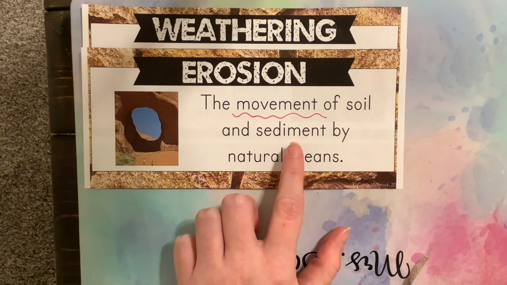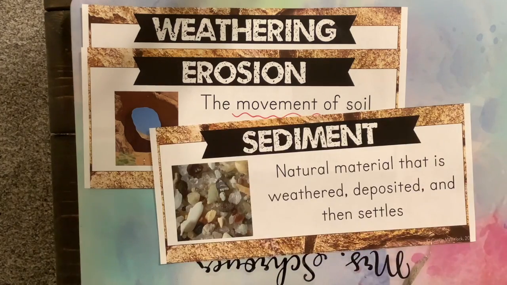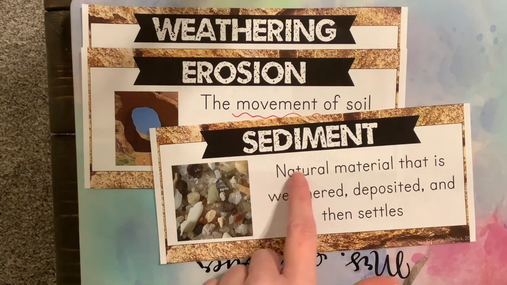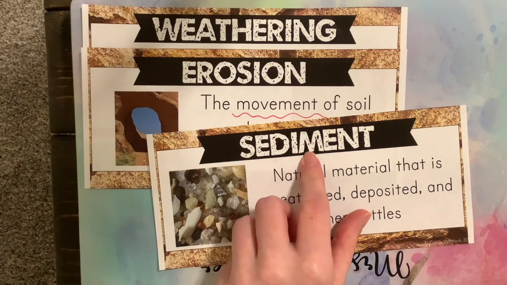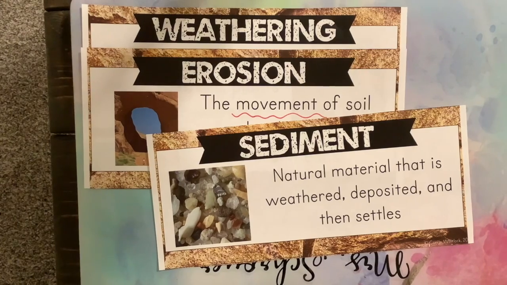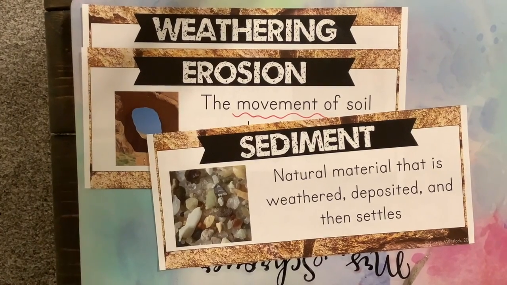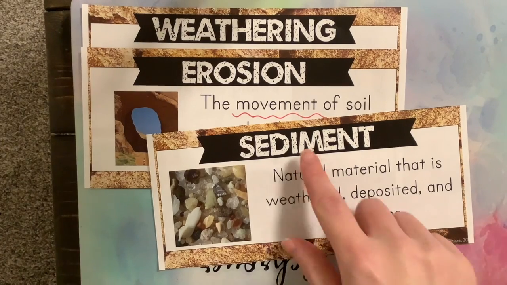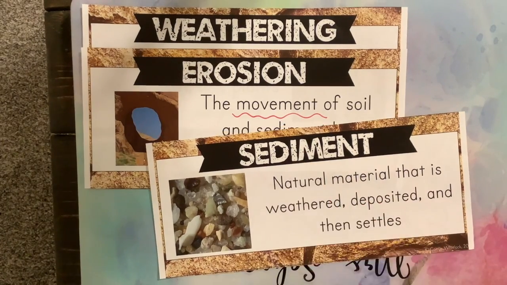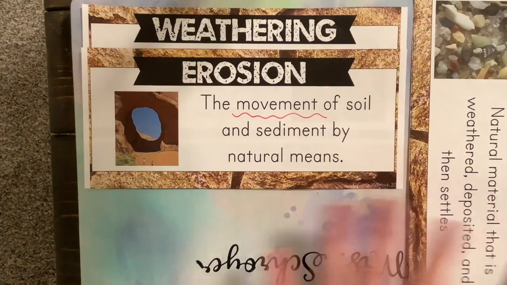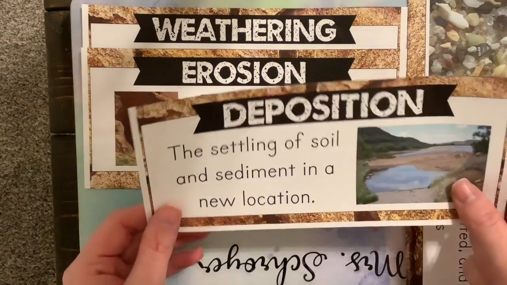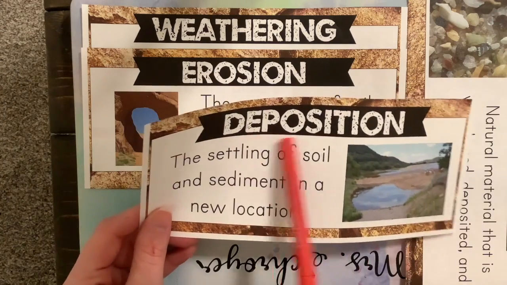Let's talk about what this word means. Sediment. Look at that. A sediment is a natural material that is weathered, deposited, and then settles. So all the sediment is, it's like the tiny pieces of a rock. That's what sediments are. You're gonna see the word sediment a lot this unit. So say sediment. Sediment is really just the broken down rock that will be broken down, will be moved, and will be placed somewhere else. I'm gonna put this one over here because it doesn't really go with our order here. And the last thing that a sediment will do is deposition.